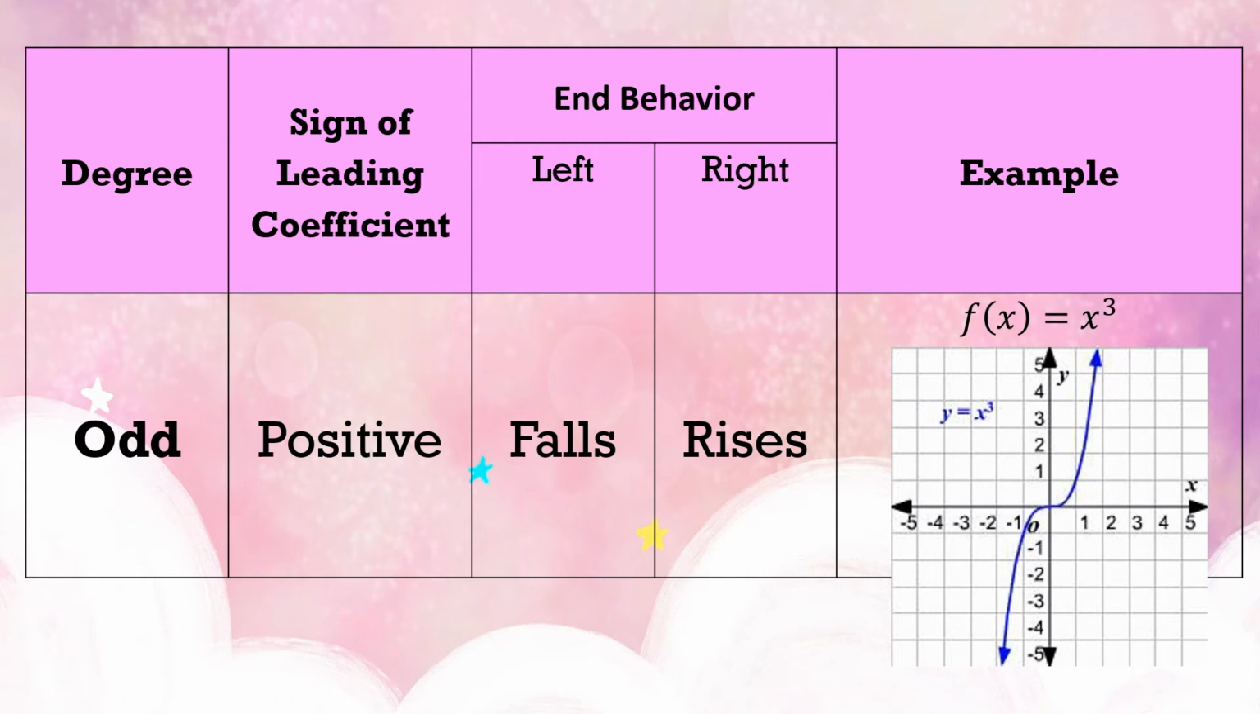For that, we have here 4 cases. Case 1 is when the degree is odd and the sign of the leading coefficient is positive, the end behavior of the graph is falling to the left and rising to the right. The example of this is f of x is equal to x raised to 3. So as you can see here, the graph rises to the right and falls to the left.